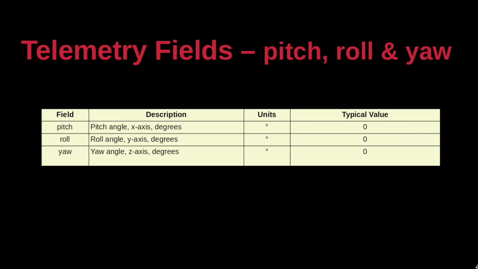Yaw is the rotation of an object around its vertical axis. This is the axis that runs from top to bottom. When an object yaws to the left, its left side moves forward and its right side moves backward. When an object yaws to the right, its right side moves forward and its left side moves backward.